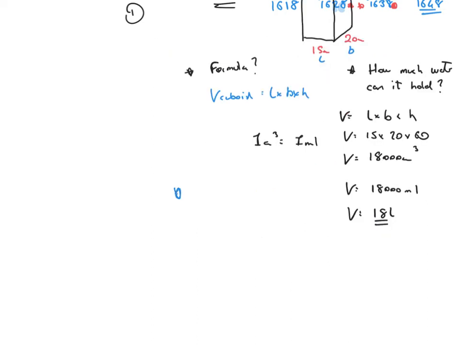Okay, next question. There is a bigger water cooler which holds 3 times as much water. How much water does it hold? Okay, so that would be the 18,000 times 3. You can use your calculator here, and that would give you 54,000 millilitres, which is 54 litres of water.